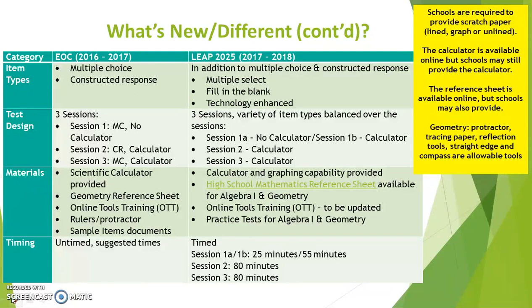Of note, schools are required to provide scratch paper, lined or graphed. The calculator is available online, but schools may provide a calculator as well. The reference sheet is available online, but schools can provide a hard copy for students. For geometry, the protractor, tracing paper, reflection tools, straight edge, and compass are all allowable tools.